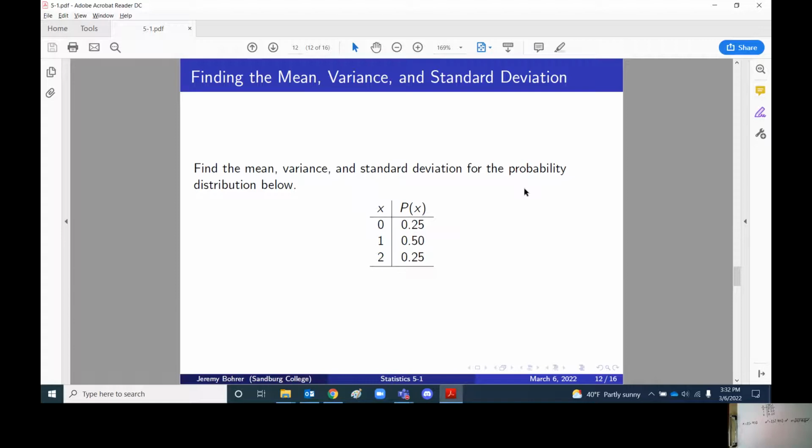It's just talking about the number of heads that are expected when we flip a coin. The probabilities that we get 0, 1, or 2 heads.